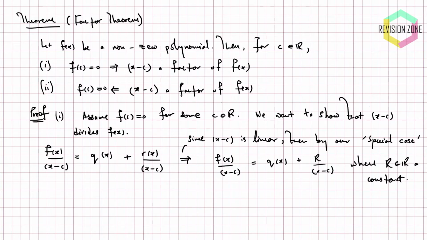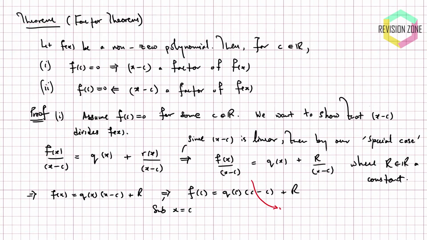But what can we now say? Well, we can multiply the entire equation by x minus c, and we end up with f of x equal to q of x times x minus c plus R. But now we can substitute x equals c. When we sub x equals c in, we get f of c equal to q of c times c minus c plus R. But of course, c minus c is 0, and because that's 0, whatever q of c is really doesn't matter. Something times 0 is just 0. So the whole thing tells me that R equals f of c.